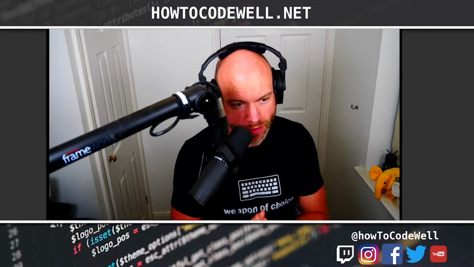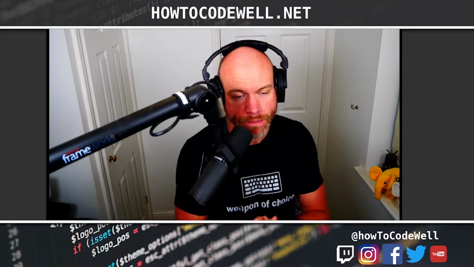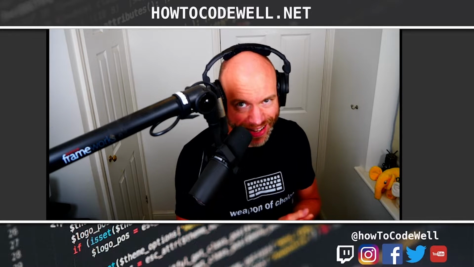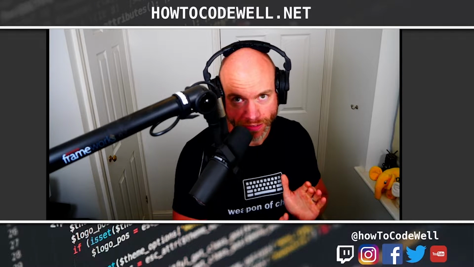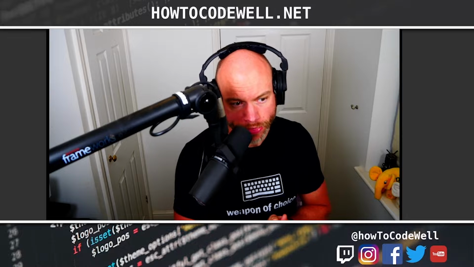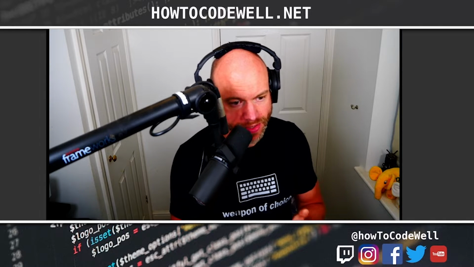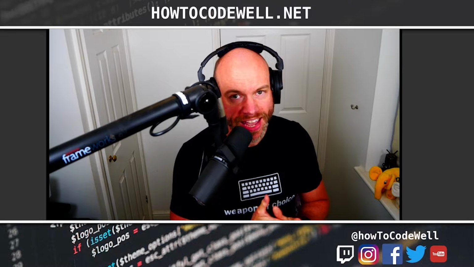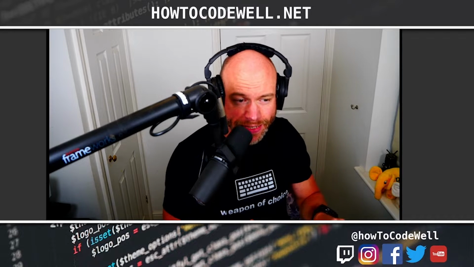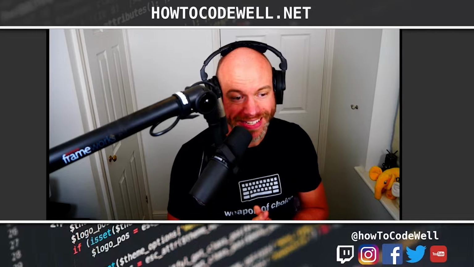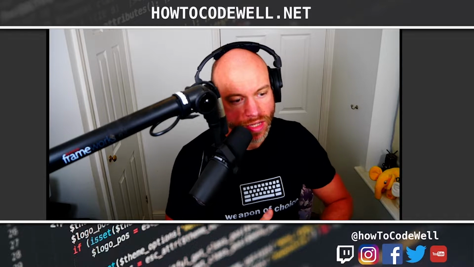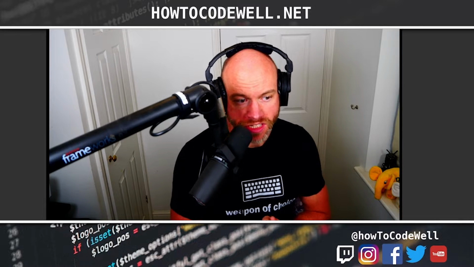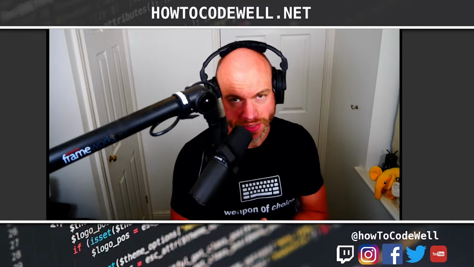PHP 8.0 reaches end of life, so end of security fixes, on the 26th of November 2023, next year. PHP 8.1 reaches end of life on the 25th of November 2024, so you have two years or so on that. And then PHP 8.2 will be released on the 8th of December this year, if you want to get to the bleeding edge. So yeah, again, PHP 7.4 reaches end of life 28th of November 2022.